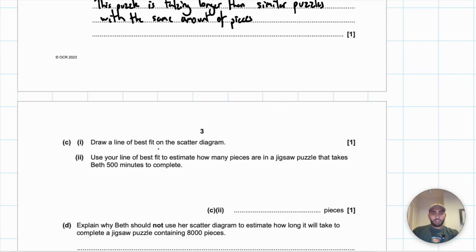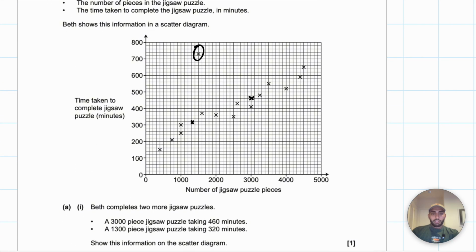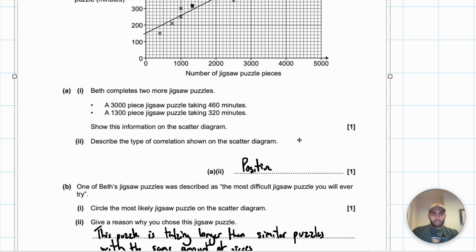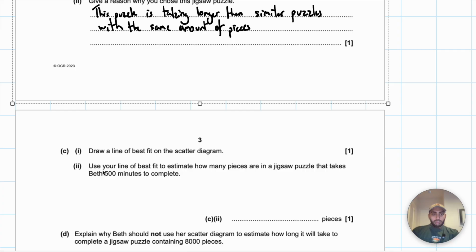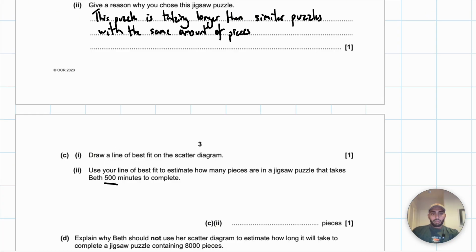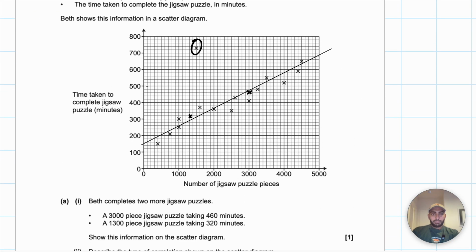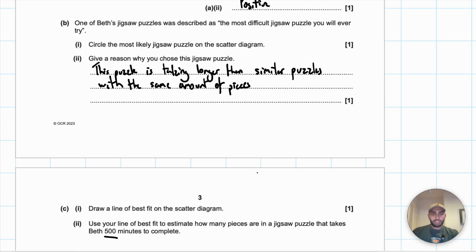Part C. Draw a line of best fit on the scatter diagram. So I'm going to draw a straight line going through the middle of all of those points. And it would look something like this. Use your line of best fit to estimate how many pieces are in a jigsaw puzzle that takes Beth 500 minutes to complete. So we're going to read along from 500 minutes and read down. And we can estimate that that puzzle would have around 3,300 pieces.